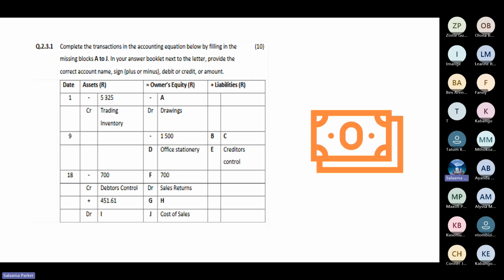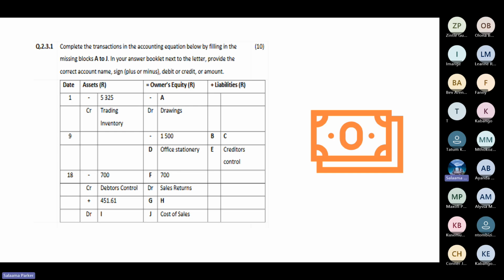Then the missing answers again were F, G, H, I, J. So again, look at what is given to you here. What is the double entry here? These were goods returned by the debtor. Can you see? Sales return, debtors control. So what will be the double entry for when goods are returned by the debtor?